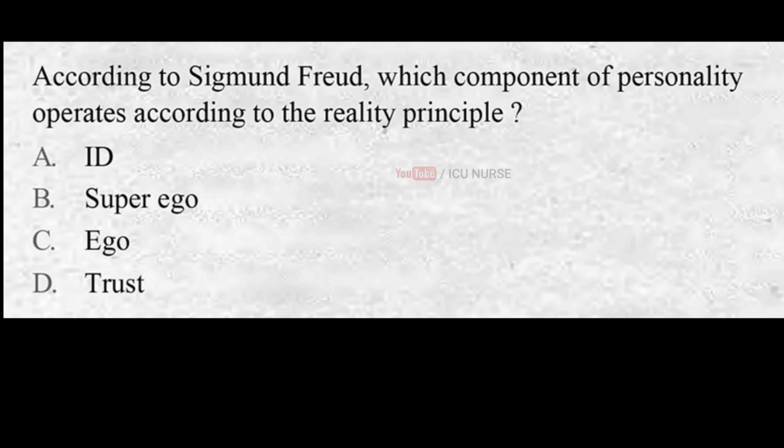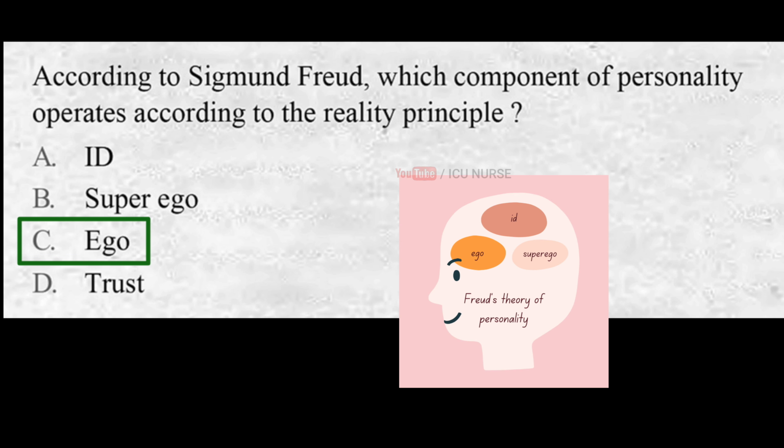According to Sigmund Freud, which component of personality operates according to the reality principle? A. Id. B. Superego. C. Ego. D. Trust. And the correct answer is C. Ego. Ego is the component of personality that operates according to the reality principle. According to Sigmund Freud, the reality principle is the ability of the mind to assess the reality of the external world and to act upon it accordingly, as opposed to acting on the pleasure principle.